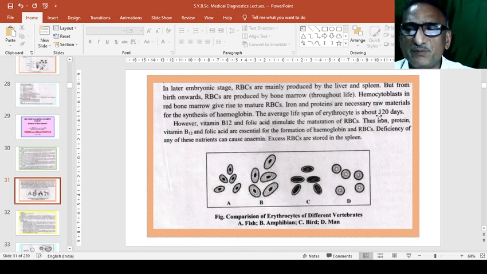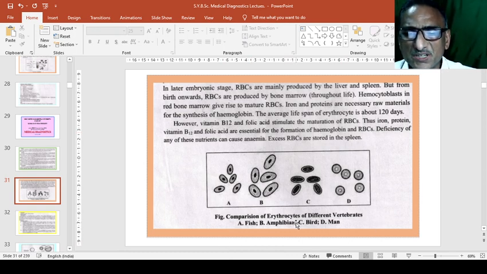After that, they are broken down, and the broken pieces are called platelets, which are useful in coagulation of the blood when injury occurs to the human body. Vitamin B12 and folic acid stimulate the maturation of RBCs.